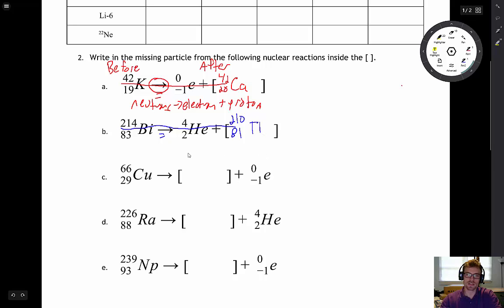Okay. Now, if we look down here at these next problems, you'll notice that the blank space is the first one, and then the particle is over here on the right. That doesn't matter. It's just like regular math. 3 plus 2 equals 5, or 2 plus 3 is equal to 5. So you still just want to be finding what are those missing particles.